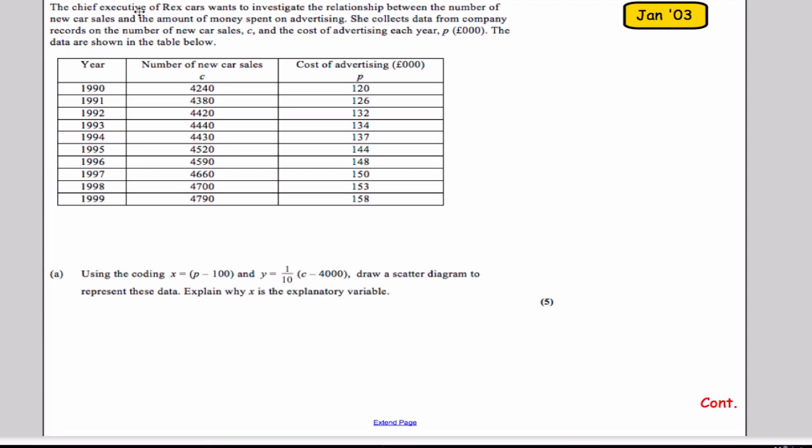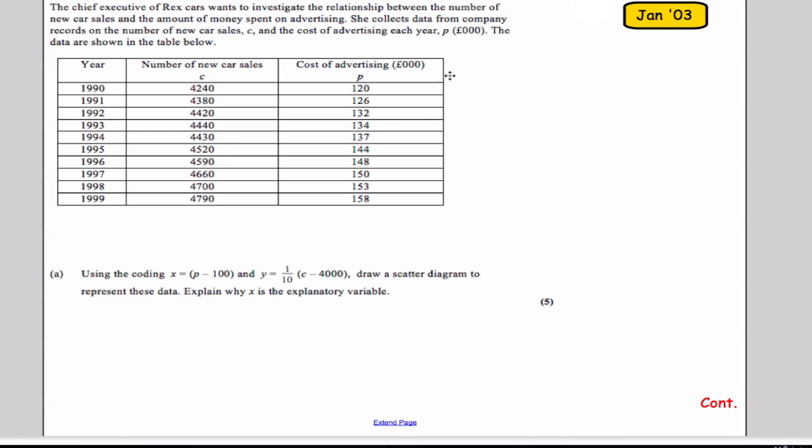Right, the chief executive of Rex Cars wants to investigate the relationship between the number of new car sales and the amount of money spent on advertising. She collects data from company records on the number of new car sales C and the cost of advertising each year P. The data are shown below in the table. We're asked to use the coding x equals p minus 100 and y equals 1 over 10 times c minus 4000, and then draw a scatter diagram to represent this data, and then finally to explain why x is the explanatory variable. So we're going to need a table of sorts here.